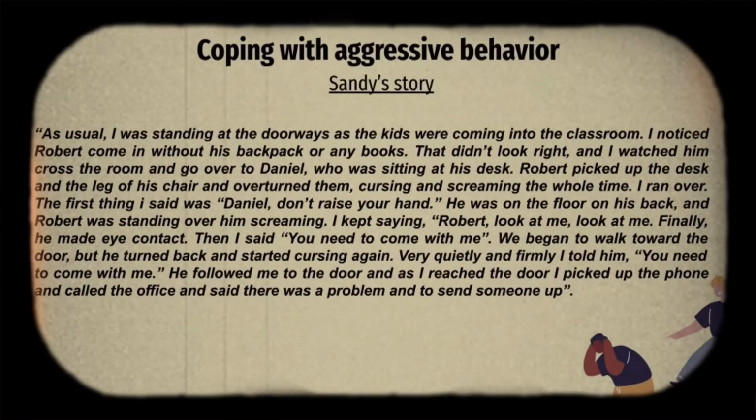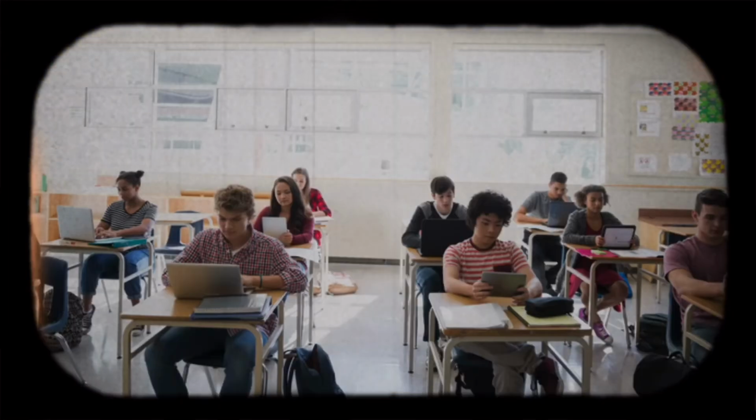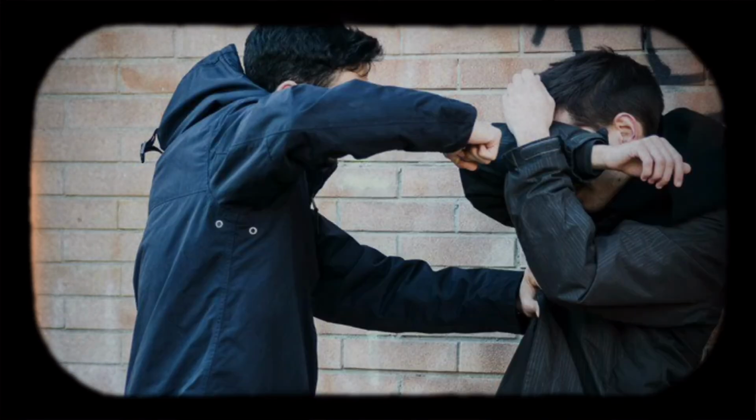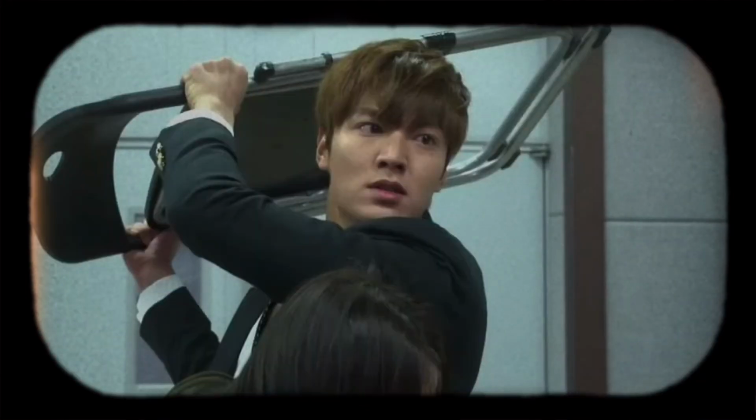As usual, I was standing at the doorway as the kids were coming into the classroom, and I noticed Robert come in without his backpack or any books. That didn't look right, and I watched him cross the room and go over to Daniel, who was sitting at his desk. Robert picked up the desk by the leg of his chair and overturned them, cursing and screaming the whole time. So I ran over. The first thing I said was, "Daniel, don't raise your hand." He was on the floor on his back, and Robert was standing over him, screaming.